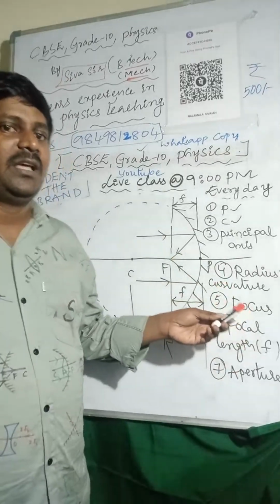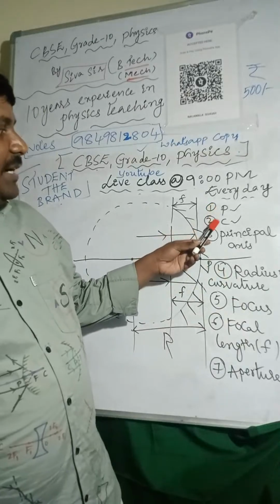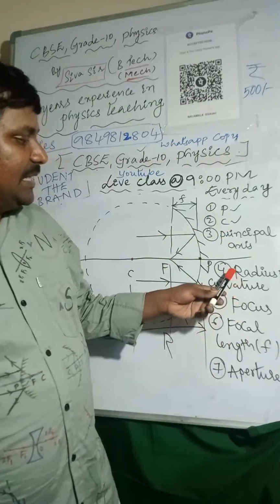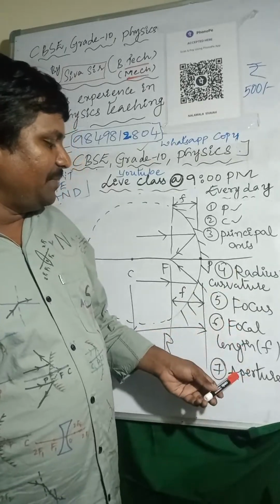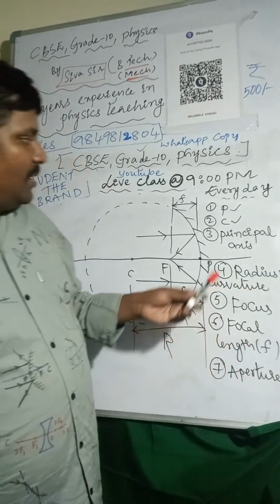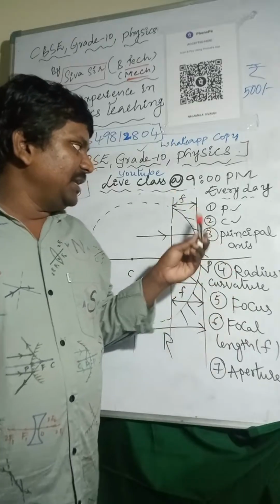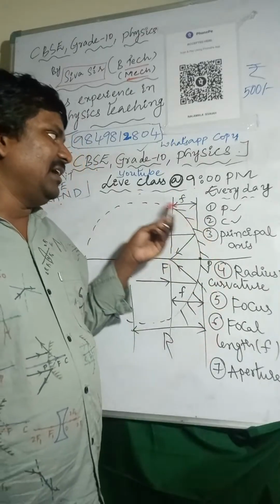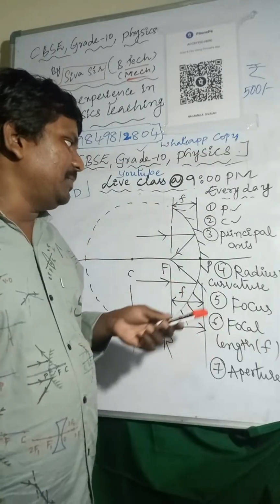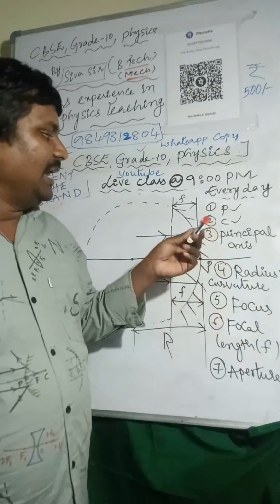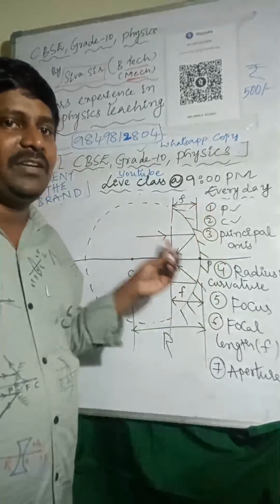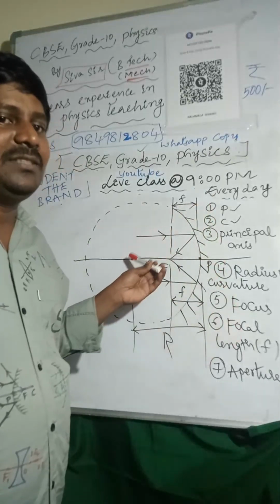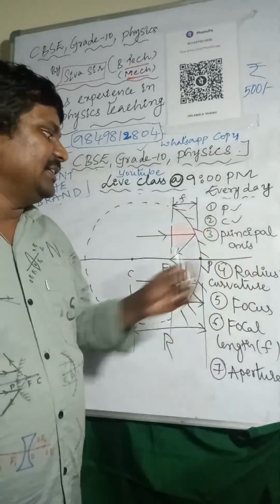Once again: pole, center of curvature, principal axis, radius of curvature, focus, focal length, aperture. The midpoint of the mirror is called the pole. The center of the imaginary sphere of which the mirror is a part is called the center of curvature. The line joining the center of curvature and the pole is called the radius of curvature.